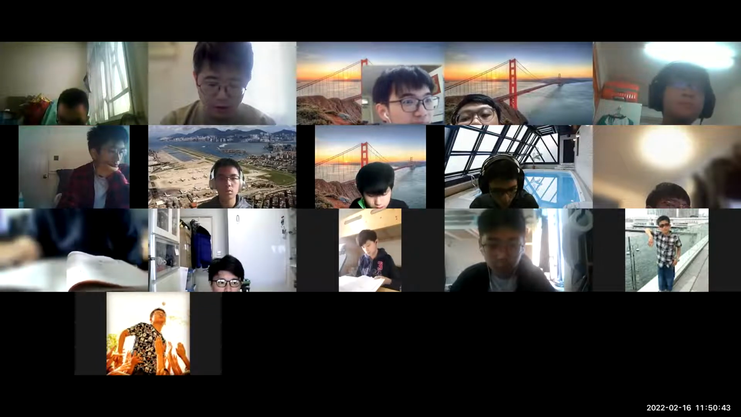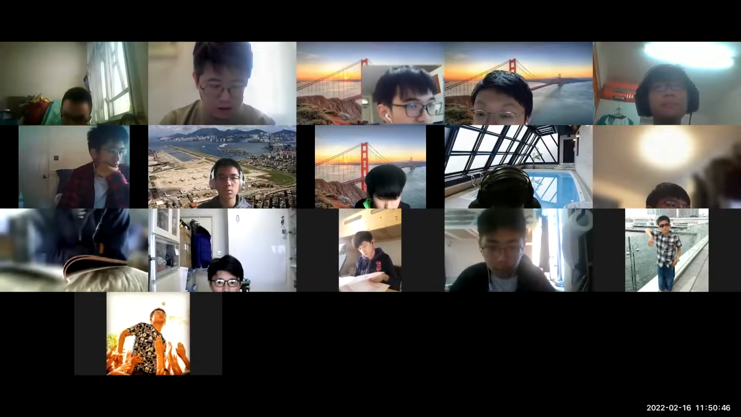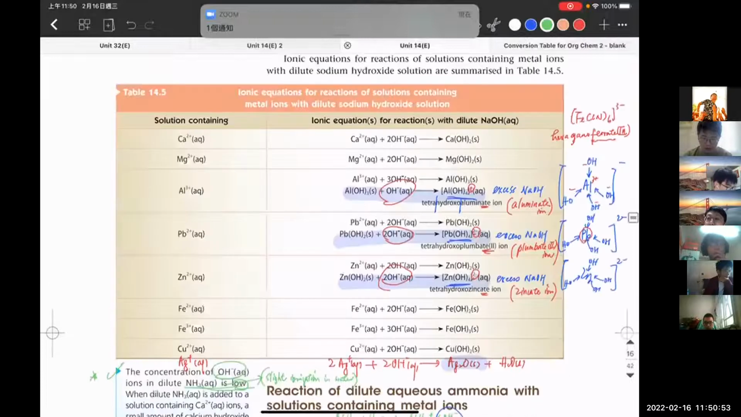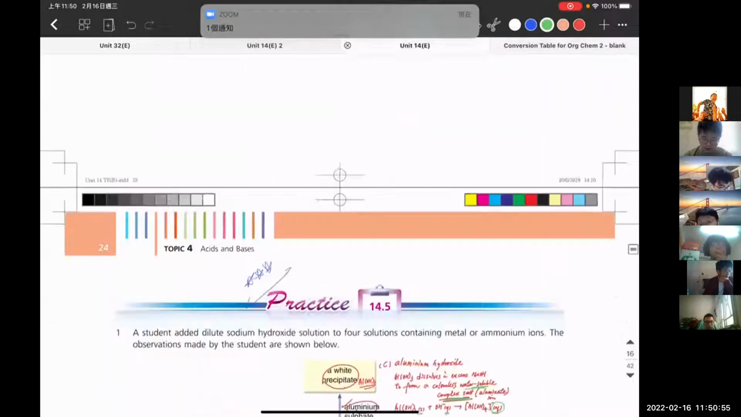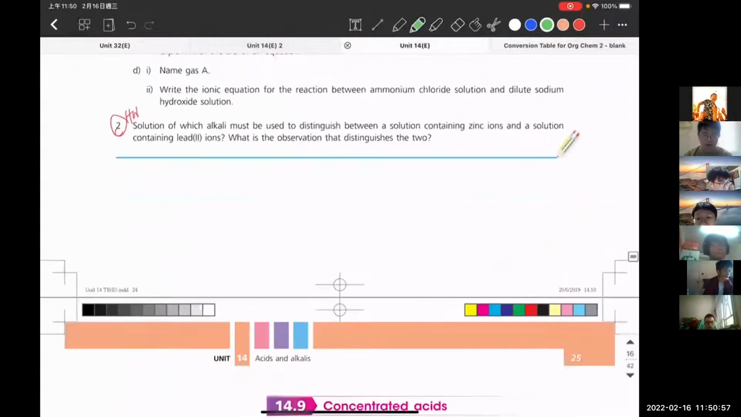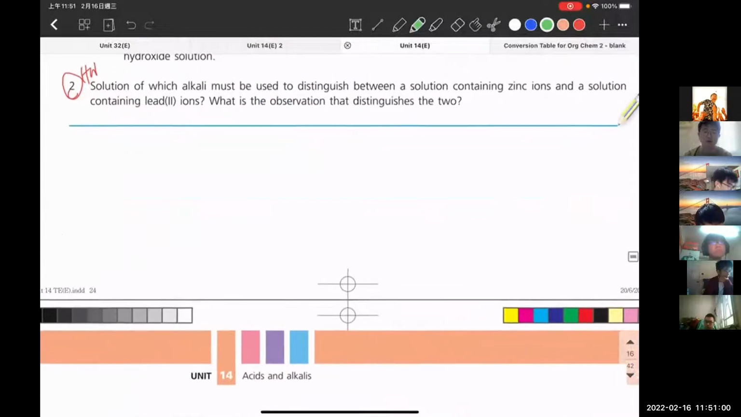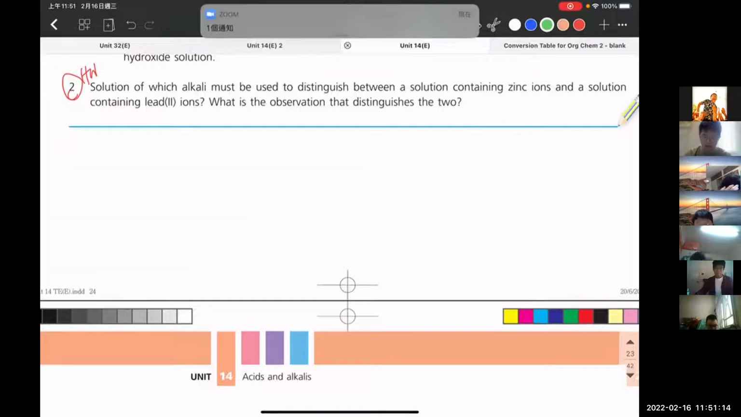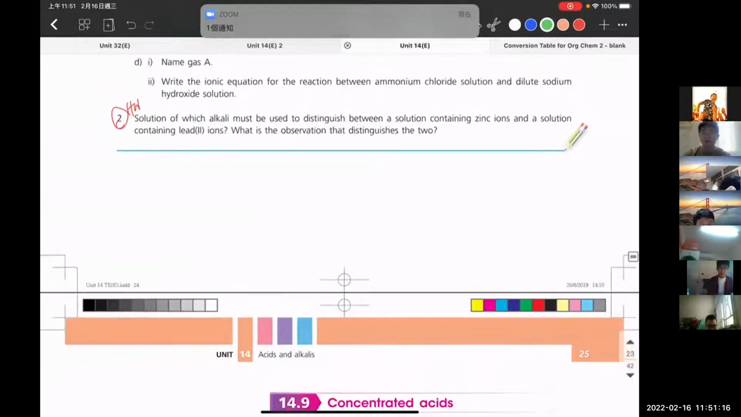Now I recall your memory on our task. Last time, you were asked to think of the class practice, question 2. This is the one, and this is the core part of the previous lesson. All right, do you find it? Page 24.